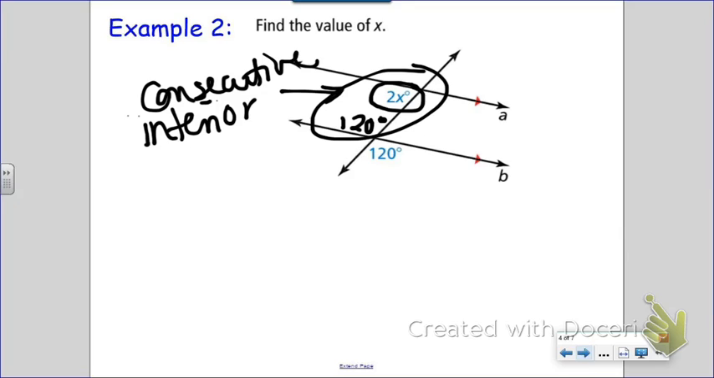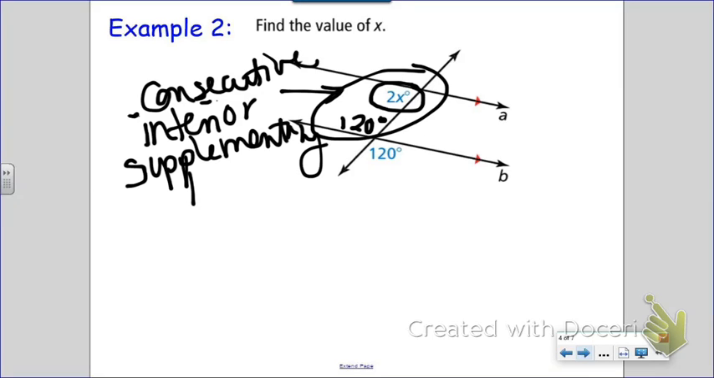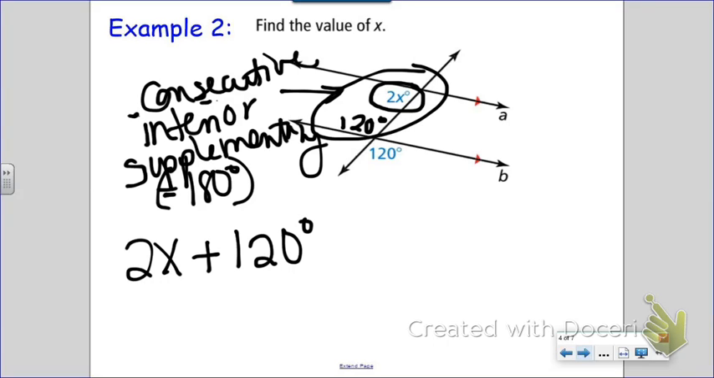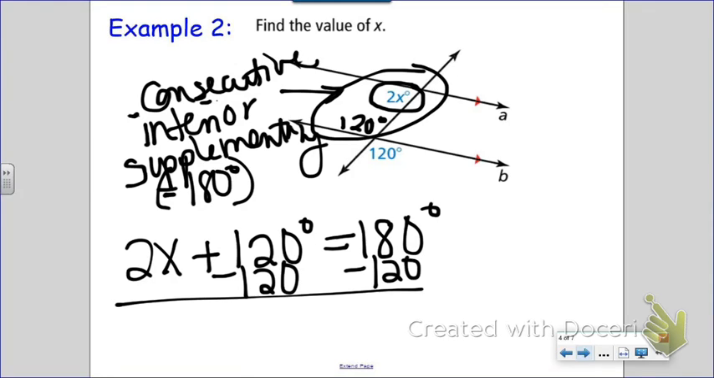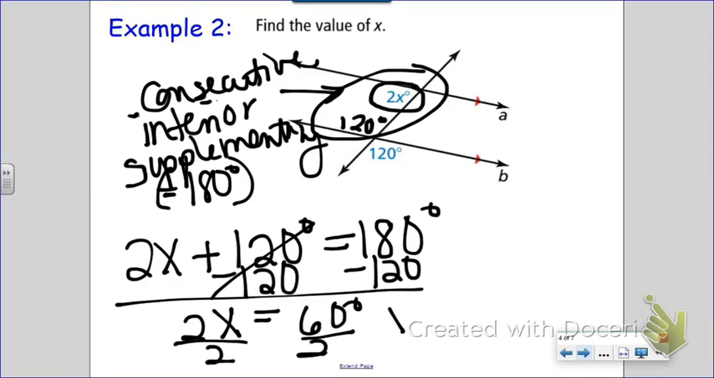Consecutive interior angles are supplementary. Supplementary means the total equals 180. So we're going to set 2x plus the 120 equal to 180. Subtract 120 from both sides. So 2x has to equal 60 degrees. Divide by 2. X has to equal 30.